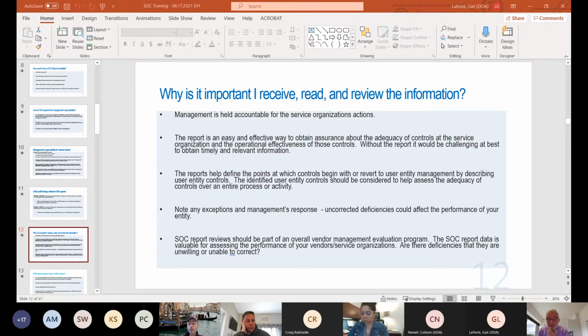So two easy things, if you do nothing else, would be to look at the auditor's opinion on the controls. And if they give a qualified opinion, that means that they had an issue and it's important to understand what the issue is.